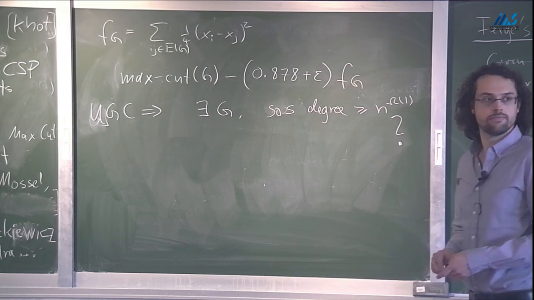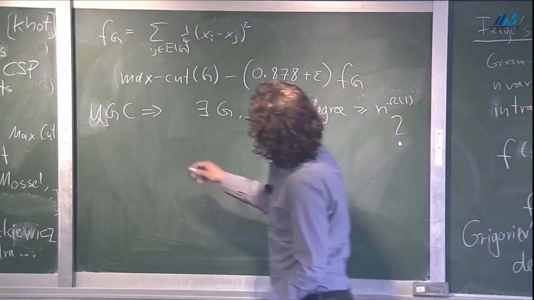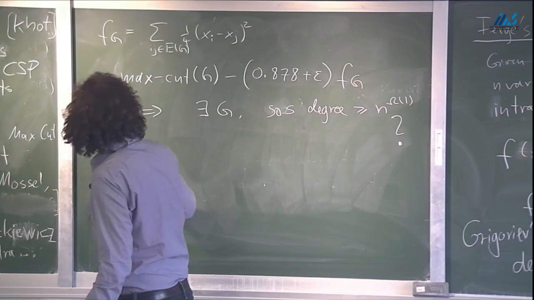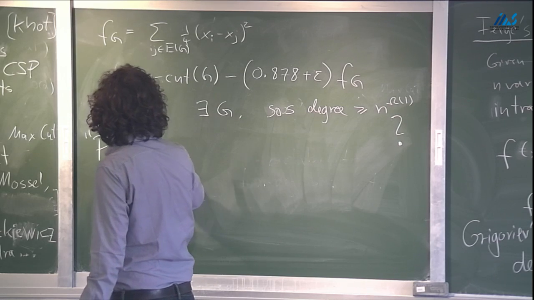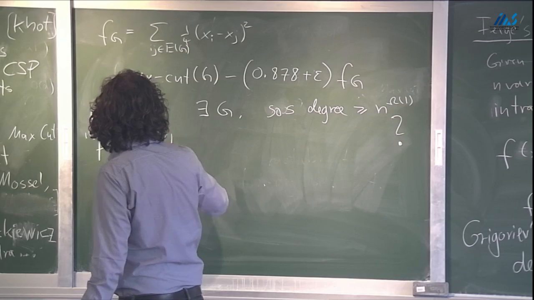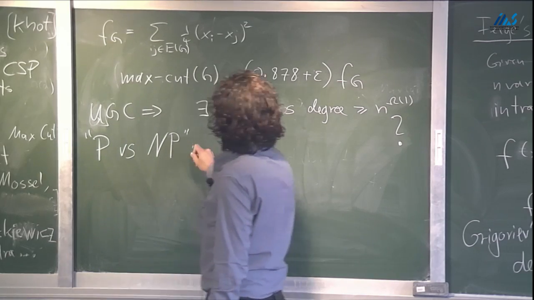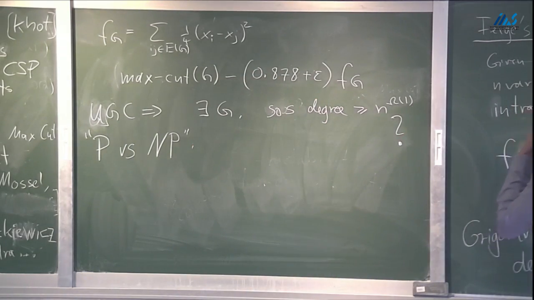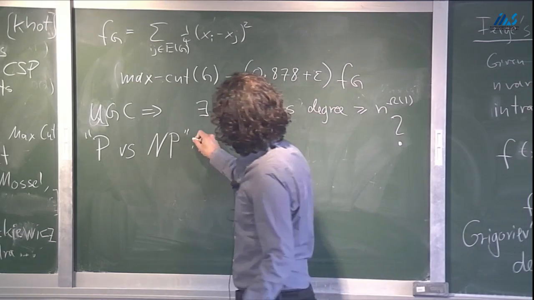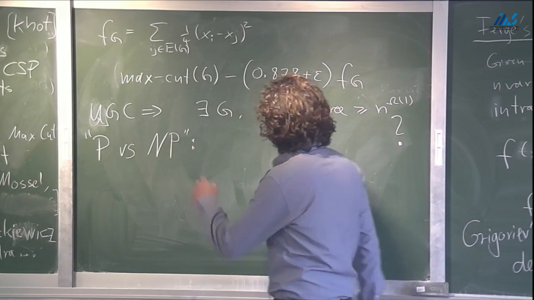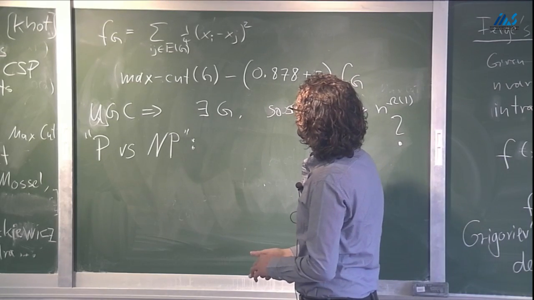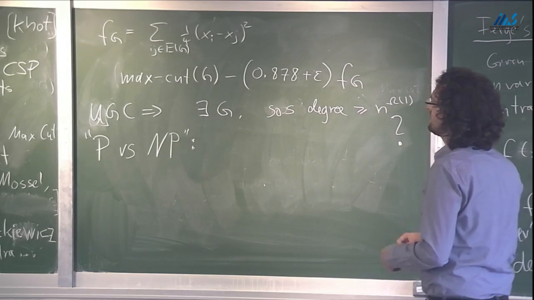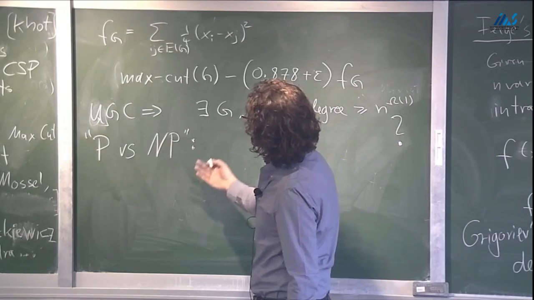So I want to very briefly also talk a little bit about, in some sense, you can also ask, what does sum of squares tell you about P versus NP? Of course, there are some serious restrictions here, but nevertheless, it makes sense to ask.